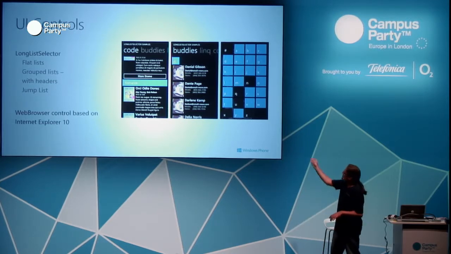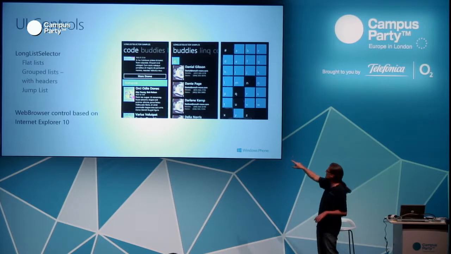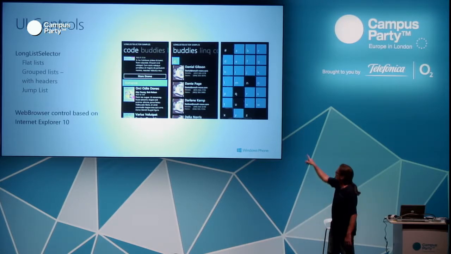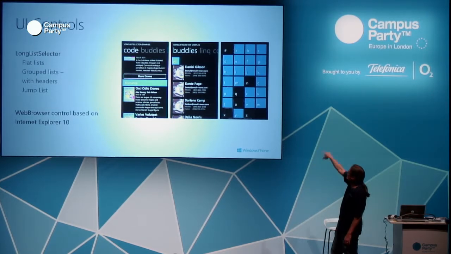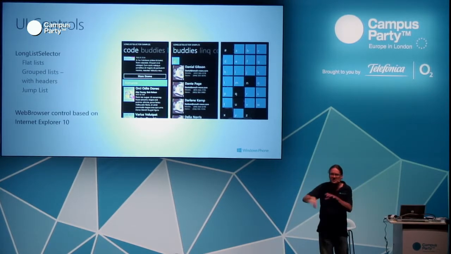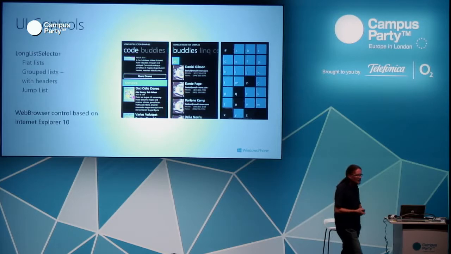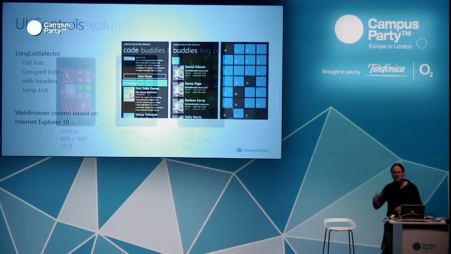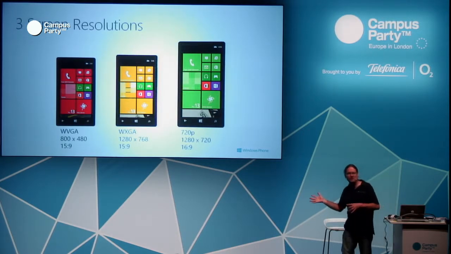So this is an example of our long list selector, where we have this jump list style built into it. So if you want to go to a particular part of the list, you can tap in the middle there, tap on the D square, and it will go to the screen on the right. It gives an easy way to navigate through the collection. And we've got list headers and footers. It's a very rich control. That's just one of the ones that we've got. And of course, a great web browser control. I'm going to talk a little bit more about that when I come to talk about HTML5.